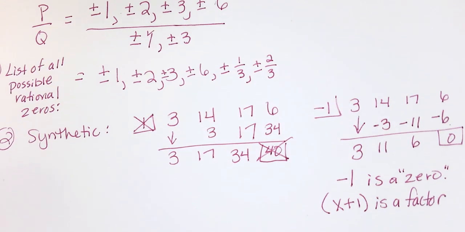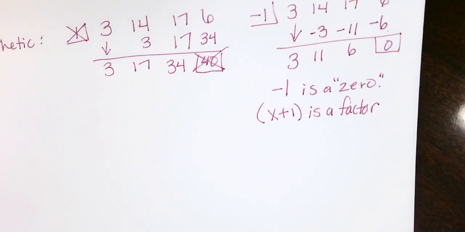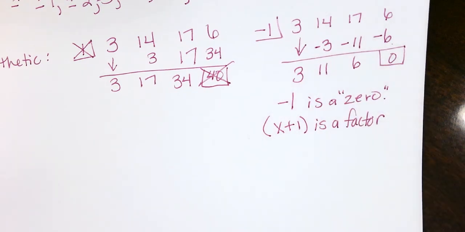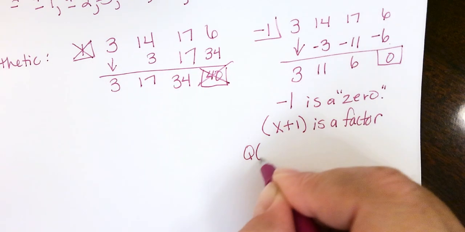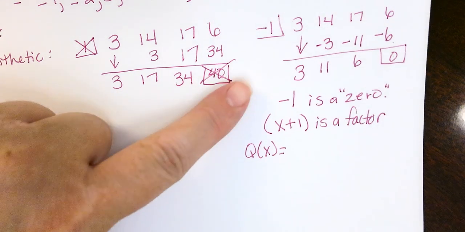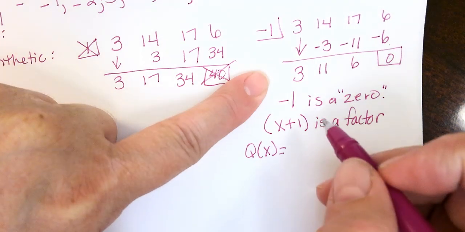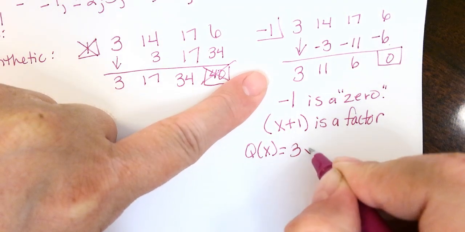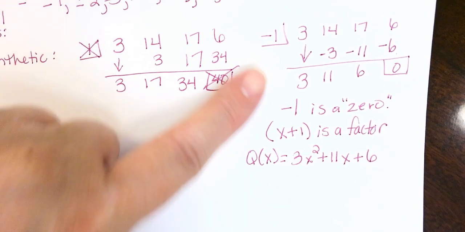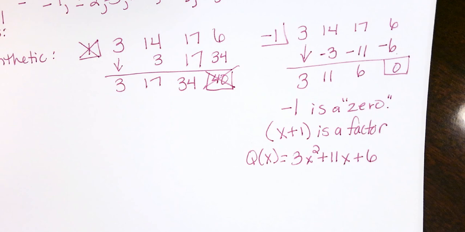What else do we know? Well, we have numbers here that we have left over. What do you call that? Well, these numbers right here are called the quotient. So we know that our quotient is what? Our original function had x cubed, so we're going to write the quotient using x squared. So this will be 3x squared plus 11x plus 6. So we have a factor and we have the quotient that we got out of the synthetic division.